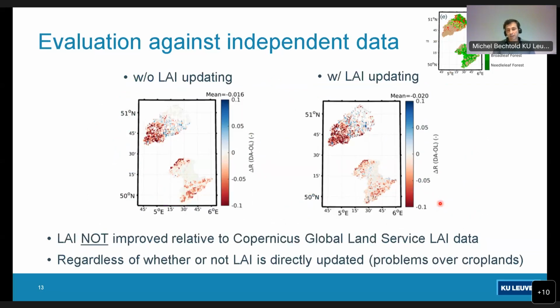The results for leaf area index looked quite different. There, we don't see an improvement when we compare it with the Copernicus Global Land Surface leaf area data. This is the case regardless of whether we update leaf area index, here on the right, or whether we don't update leaf area index. So by only updating soil moisture, we get a degradation relative to that leaf area index product. And this doesn't improve when we directly update leaf area index.